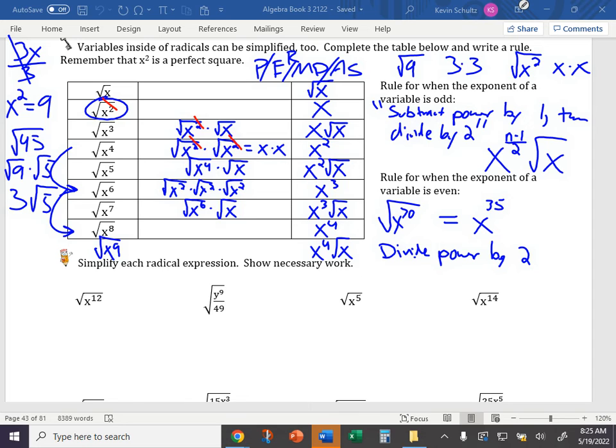Wait, what does that say? It's a lot to take in, right? I promise you'll get a lot more practice with this as we go on. If you get the gist of it, though, that's good enough for right now. Okay? It's good enough for right now.